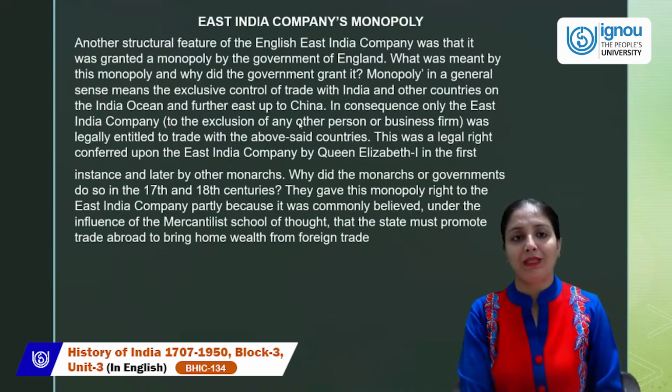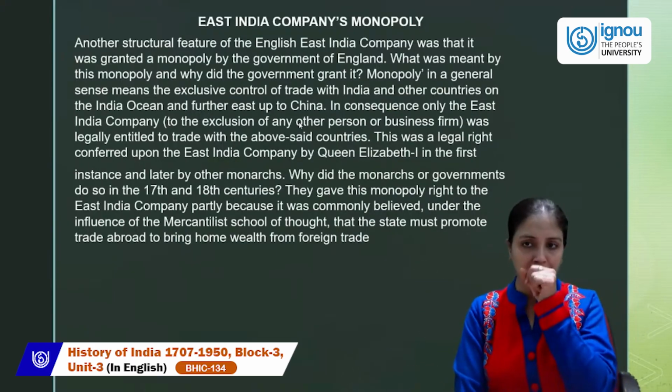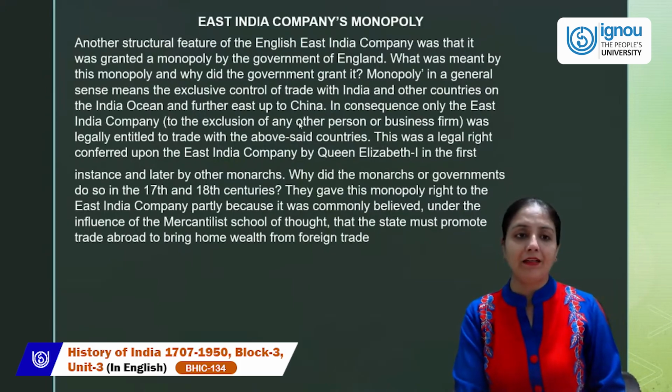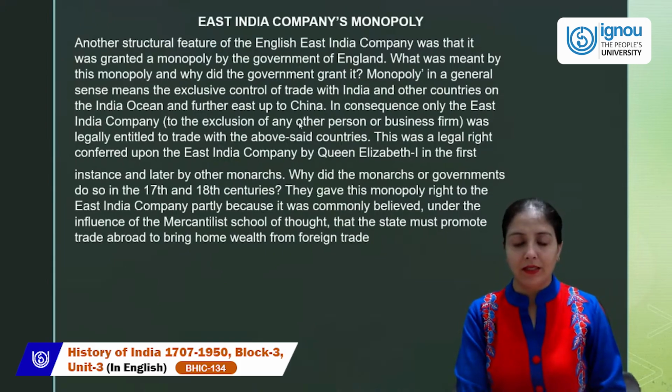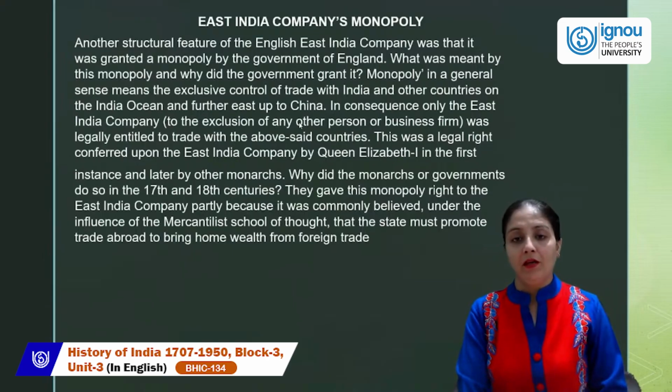Monopoly, in a general sense, means the exclusive control of trade with India and other countries on the Indian Ocean and further east up to China. In consequence, only the East India Company was legally entitled to trade with the above said countries. This was a legal right conferred upon the East India Company by Queen Elizabeth I in the first instance and later by other monarchs. Why did monarchs or governments do so in the 17th and 18th centuries?